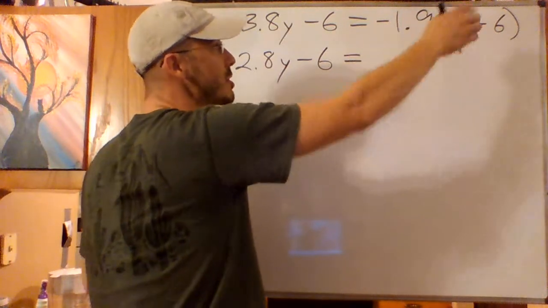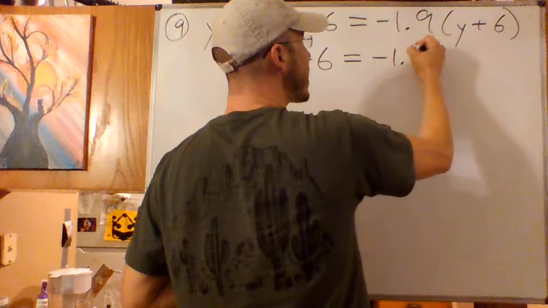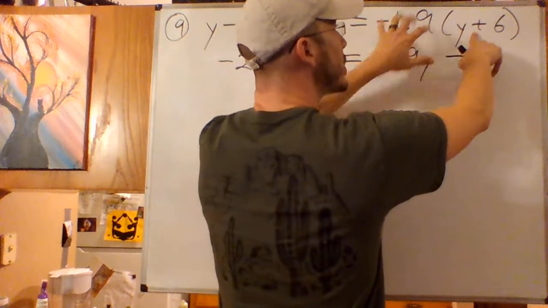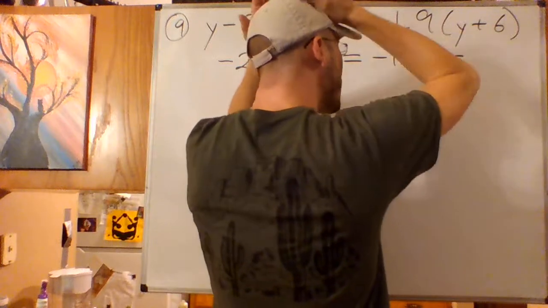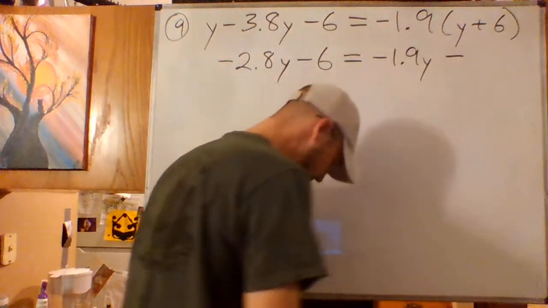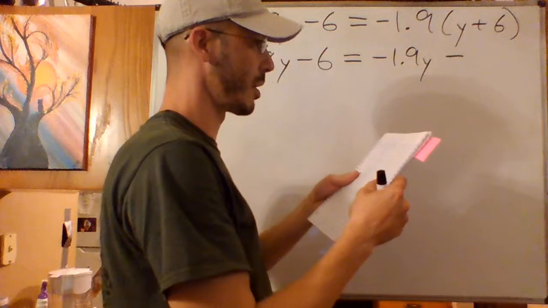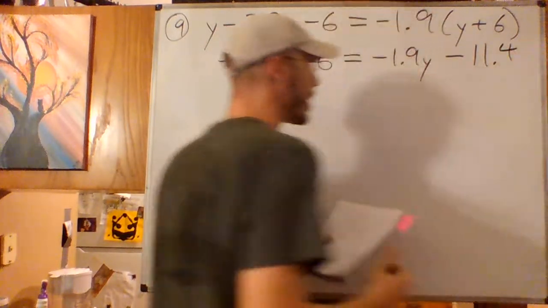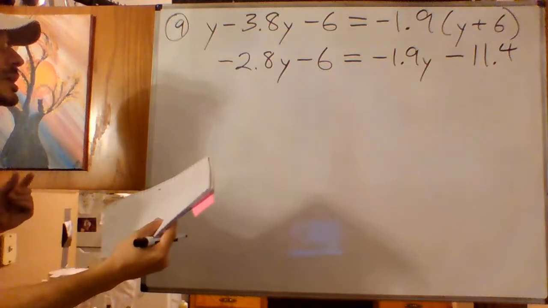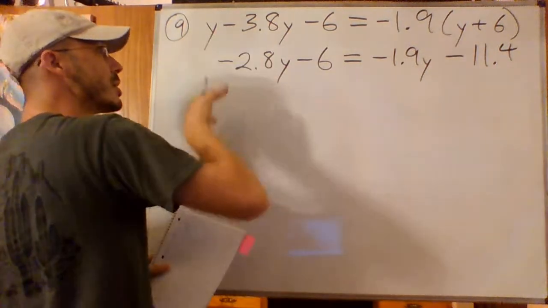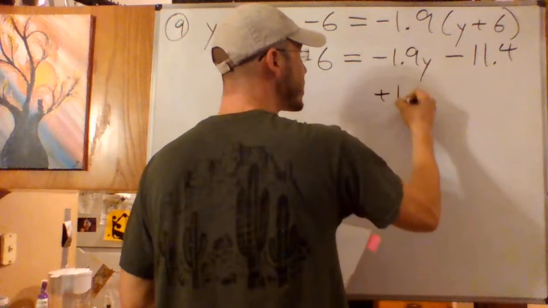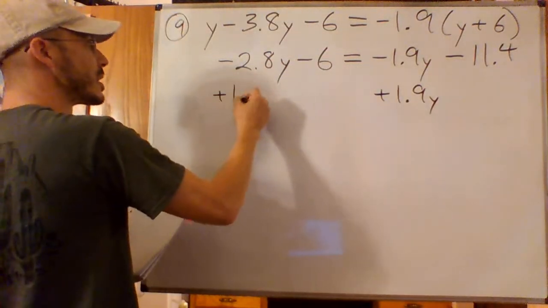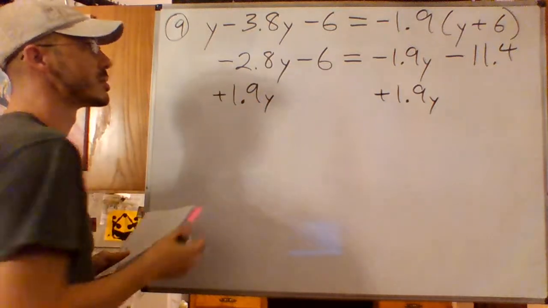I have to distribute that decimal. It's negative 1.9y minus, because it's a negative multiple here, 1.9 times 6. I don't really know that. 11.4. I got that from the calculator. Now I'm going to get the variables over to here and the numbers over to here. And it doesn't look too bad if I do plus 1.9y on both sides. Got to do it to both sides to keep it balanced.